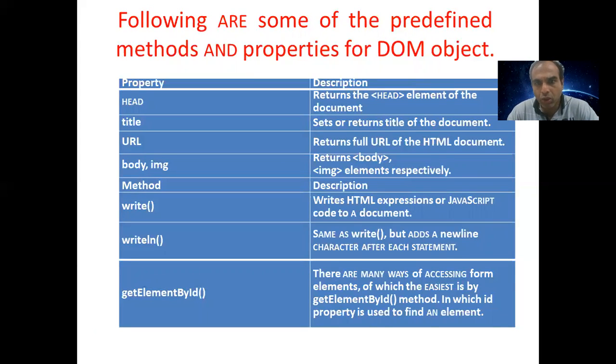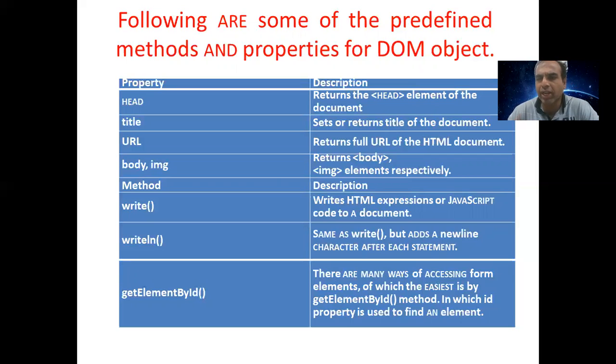URL. URL is a Uniform Resource Locator, it returns the full URL of the HTML document, the location of the file. Body, image, these are elements respectively. Inside the body we show the document content, image shows the images, method shows the description part.